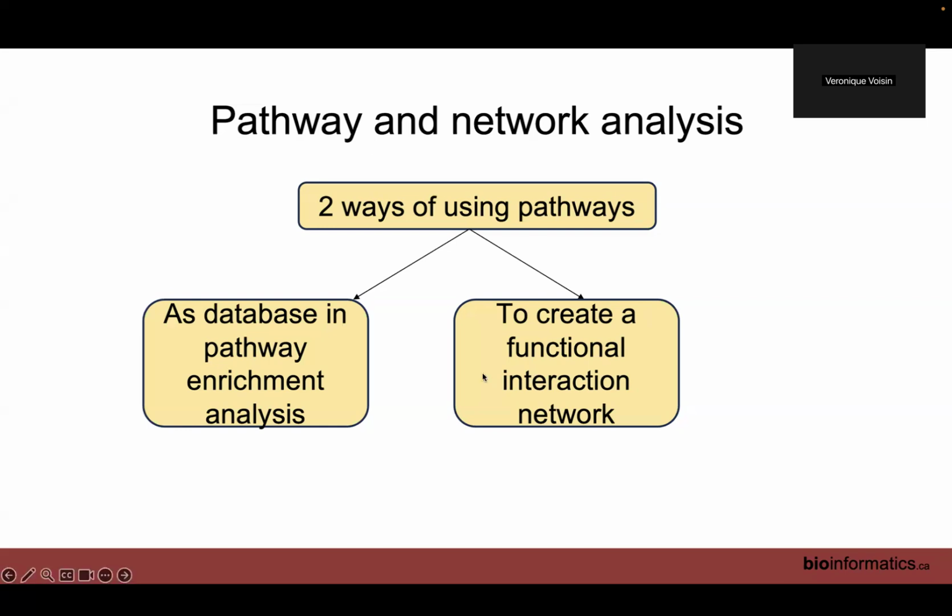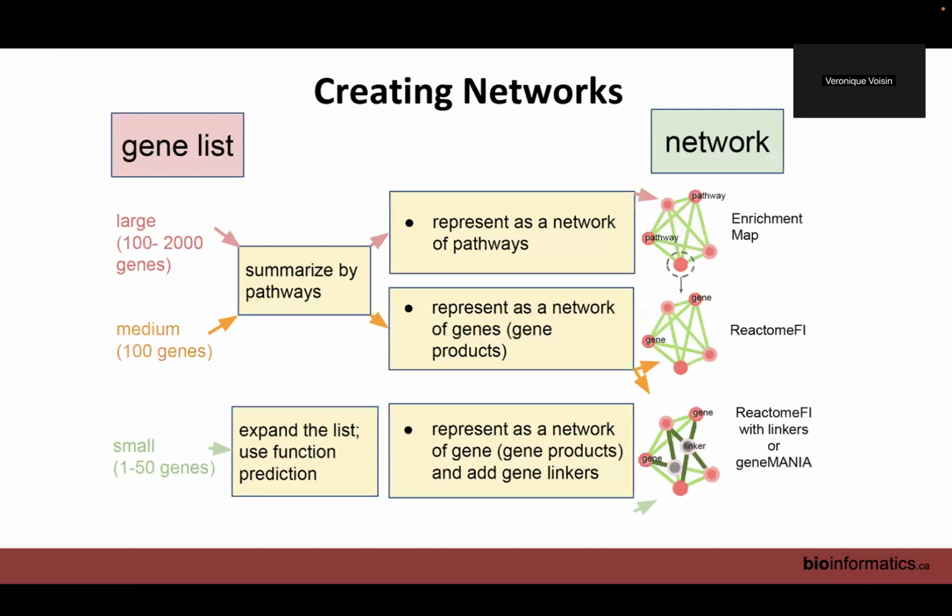And on the right, we have used the information of a pathway to create a functional interaction network where the nodes will be the genes and the edges would be the functional interaction between the 2 genes. But now sometimes it's confusing and we don't know when to use an enrichment map, a Reactome FI network, or a GeneMANIA.